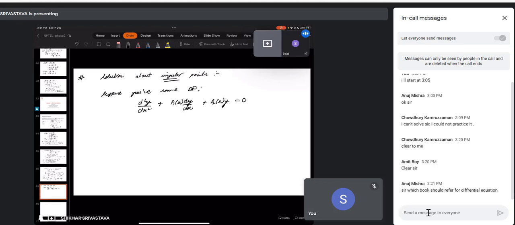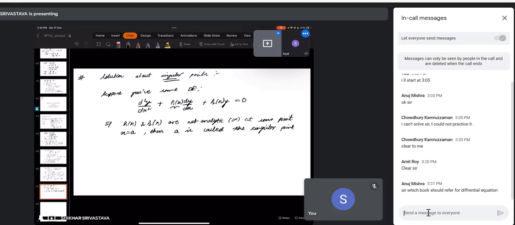In that case, if the coefficients p1x and p2x are not analytic, by which I mean they are infinity at some point x equal to a, then a is called the singular point of that equation.